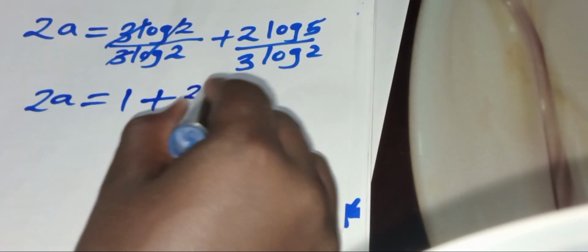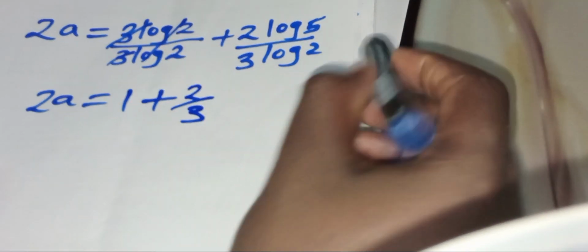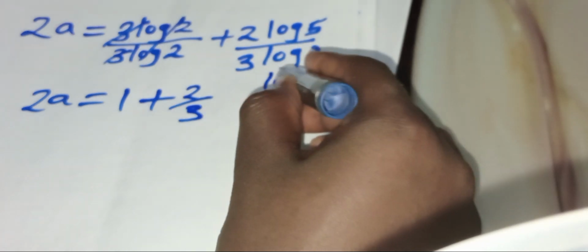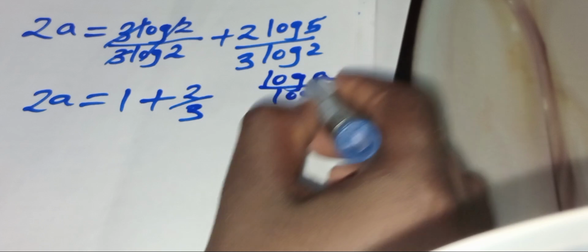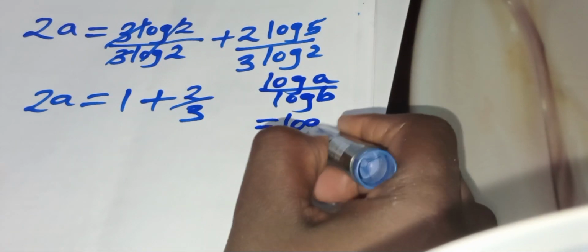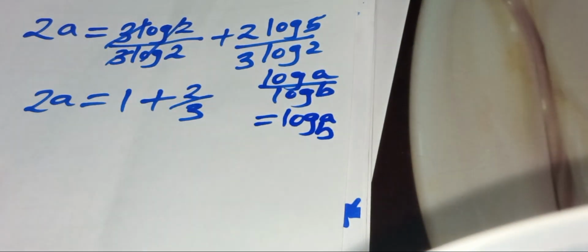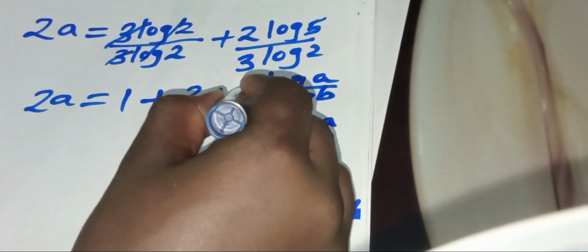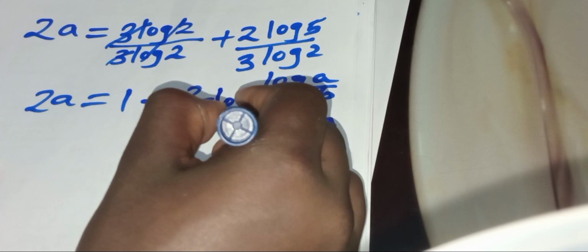So this is 2a. This is equal to 1 plus 2 over 3 multiplied by log 5 divided by log 2. This is in the form of log a divided by log b, which we can express as log a to base b. Applying this property, this is the same thing as log 5 to base 2.